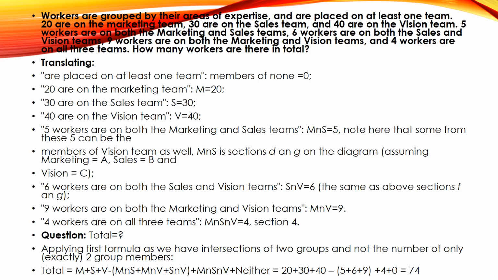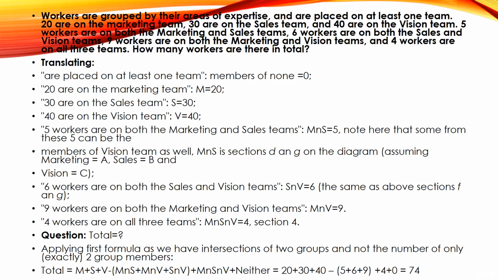M∩S is sections D and G on the diagram, assuming marketing is equal to A, sales is equal to B, and vision is equal to C. 6 workers are on both the sales and vision teams, S∩V equals 6, the same as above sections F and G. 9 workers are on both the marketing and vision teams, which is M∩V equals 9. 4 workers are on all three teams, which gives us M∩S∩V equals 4, which is section G.